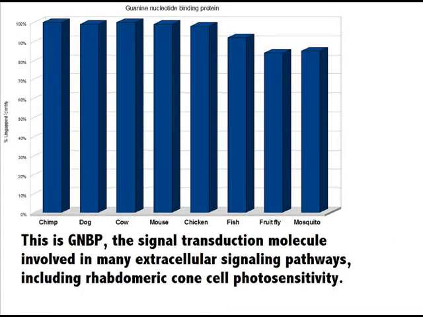Here's guanine nucleotide binding protein, GNBP, also a signaling component of the simplest visual system, and we find it in vertebrate rods and cones, as well as in chickens and fruit flies, minimally changed. Note that genetic change corresponds to the evolutionary distance as based on morphology and fossil evidence.